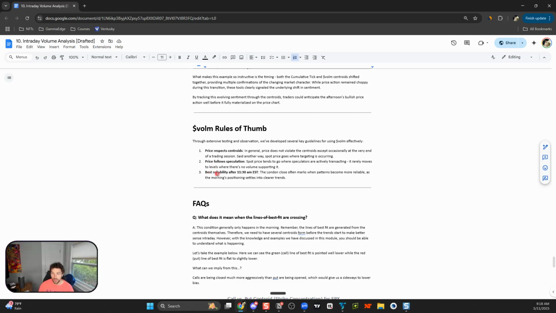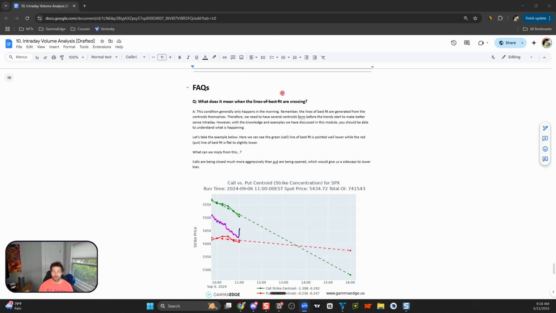The London close often marks where patterns become more reliable, as the morning positioning settles into clearer trends. So, a couple FAQs for you.